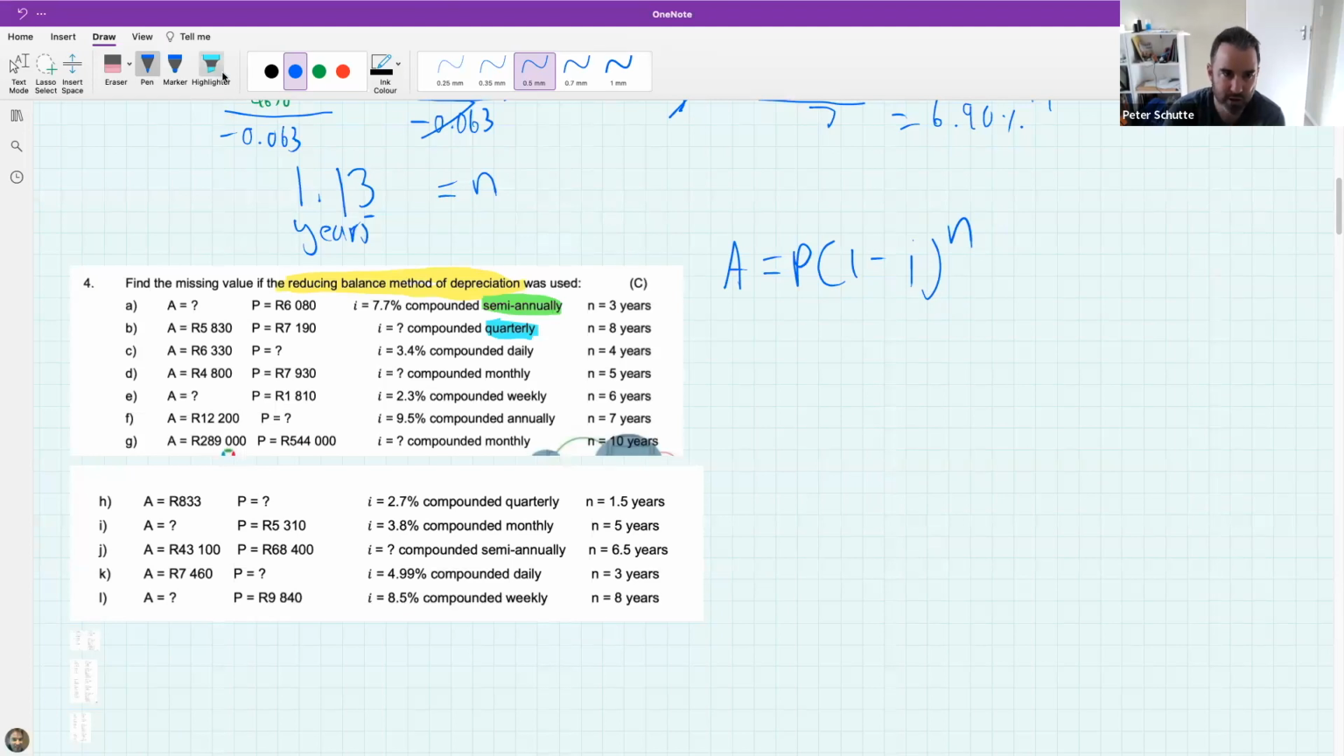So let's go a bit slower with this one. In this first situation, you're given the initial value of how much something is worth, and I want you to try and figure out how much it's worth at the end if you depreciate it at 7.7% compounded semi-annually. Just give it a go by yourself first. Even if you make a mistake, I just want you to fly solo, and then I will come in and answer questions if we get confused. So give it a go, and then if there are questions, you can ask in the chat there.